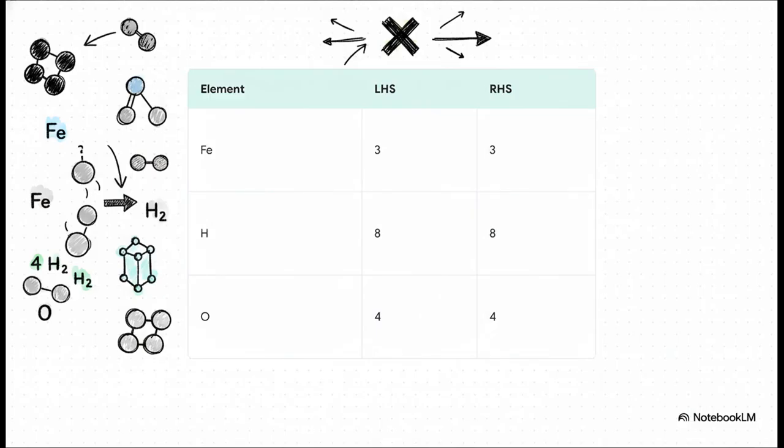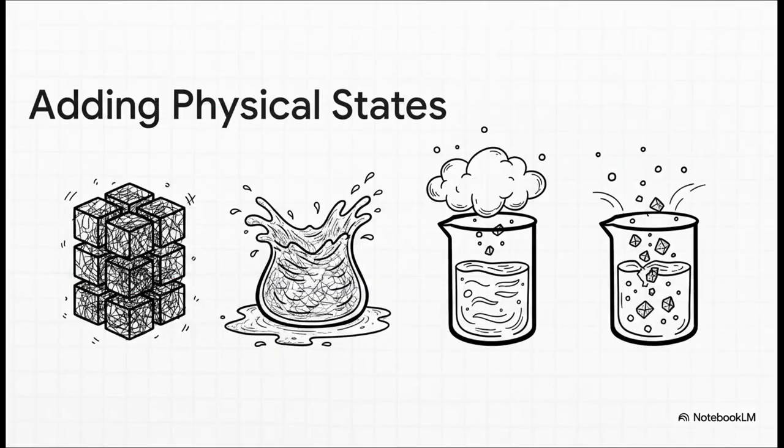We balance the oxygen by putting a 4 in front of the water on the left. Now that throws our hydrogen out of balance, giving us 8, so we fix that by putting a 4 in front of the hydrogen gas on the right. Lastly, we balance the iron by dropping a 3 in front of the Fe on the left. And bam! 3 iron on both sides, 8 hydrogen on both sides, 4 oxygen on both sides. Perfect harmony. Now, to make our report totally bulletproof, there's one last detail.